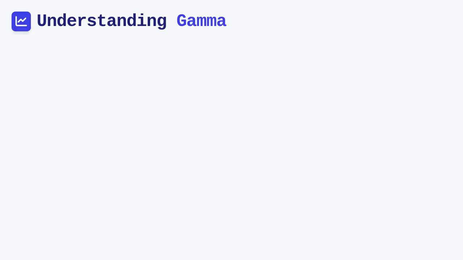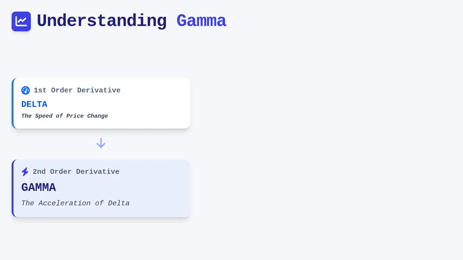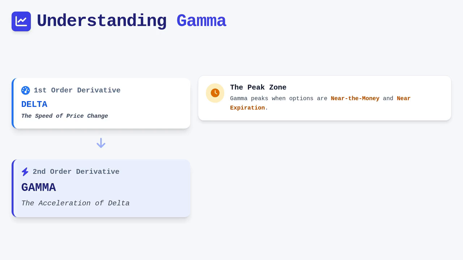While delta tells us the speed of change, gamma represents the acceleration of that change, functioning as the second-order derivative regarding the underlying asset's price. Gamma measures the rate at which delta itself changes for every 1 unit movement in the underlying. This metric is most critical for options approaching their expiration date, especially when those options are near the money. As the spot price approaches the strike price, the transformation of an option from out of the money to in the money happens quite rapidly, causing gamma to peak.